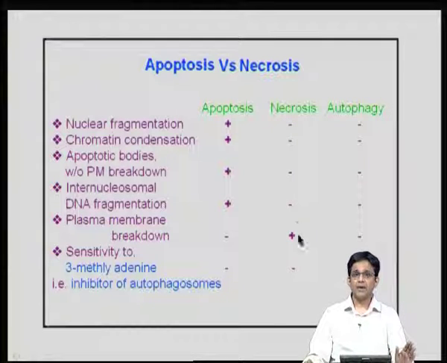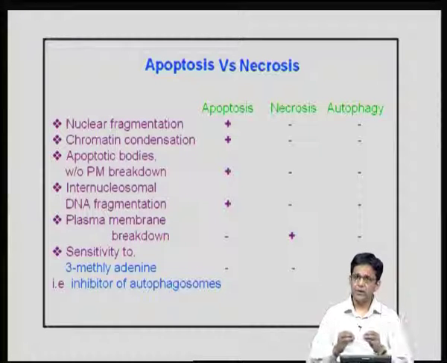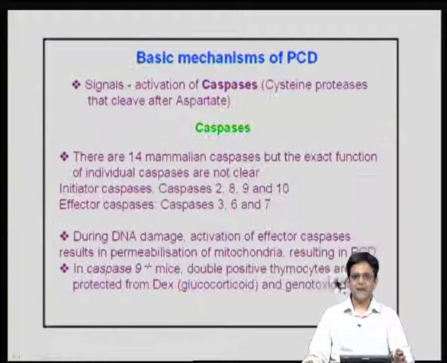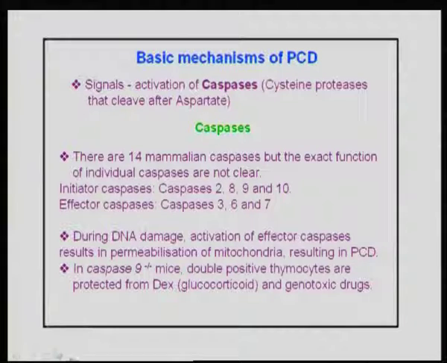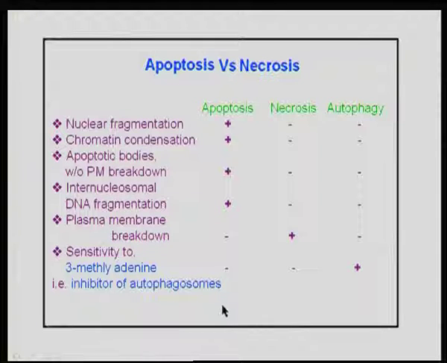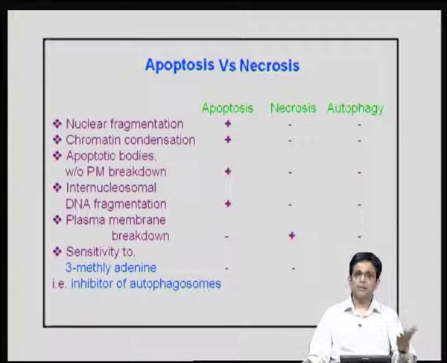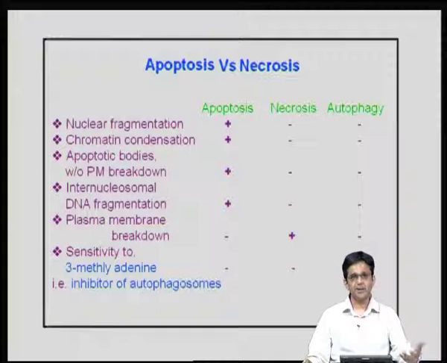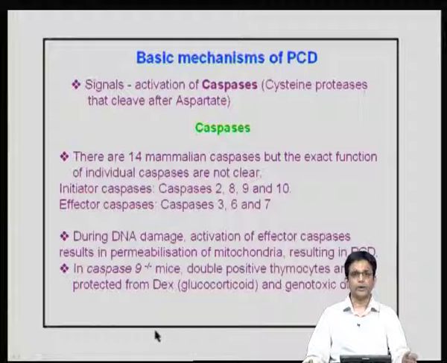Necrosis, the key one is where you have plasma membrane breakdown, and that is the problem, and that is why the intracellular contents rupture and it results in an inflammatory situation. Now, autophagy is characterized by the sensitivity to 3-methyladenine, which is an inhibitor of the autophagosome, which is shown over here. So, that is an important aspect. You can differentiate these different processes by using different inhibitors, by looking at the morphology of cells, and by finally seeing what the outcome is. So, if you have an inflammatory-like situation, then probably there is a lot of necrosis going on.